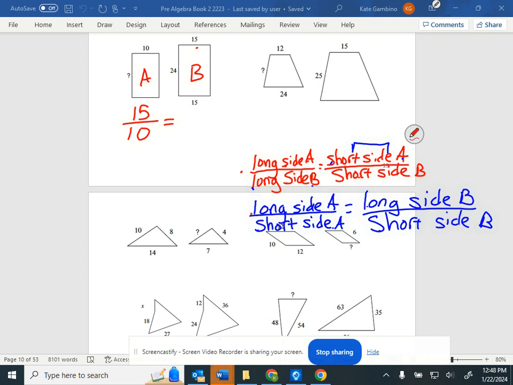24 divided by question box. Because I have the B on top here, I have to put the B on top here. They can't be diagonal from each other. They have to be opposites. So B is on top here, B is on top here. A is on bottom, A is on bottom.